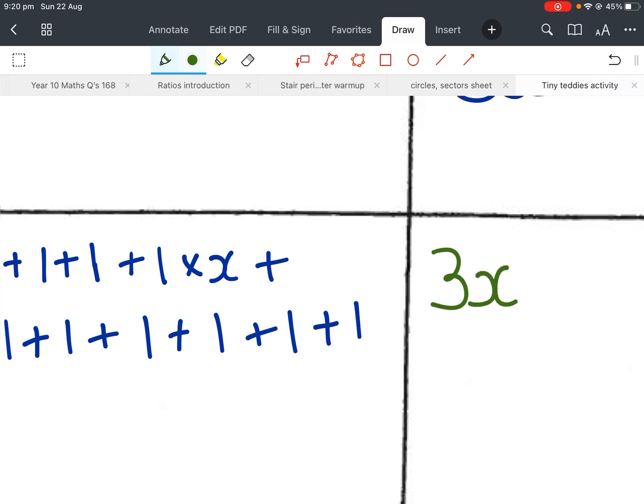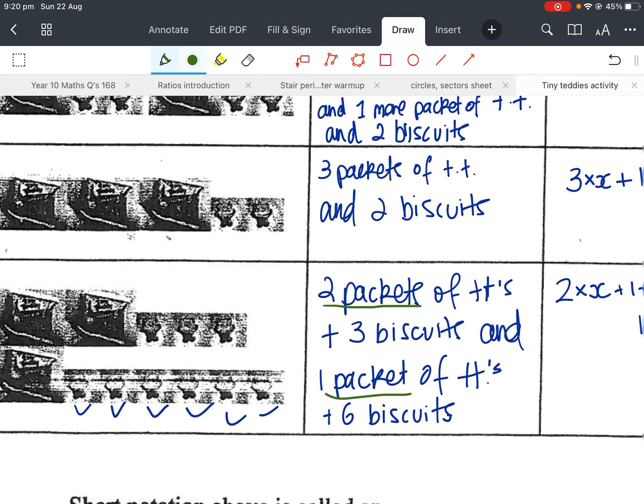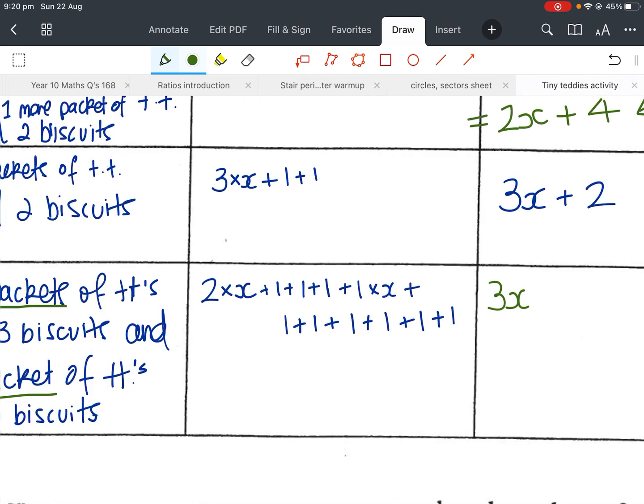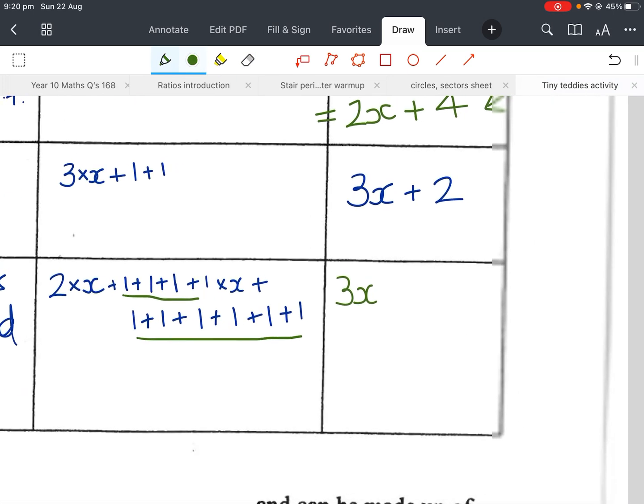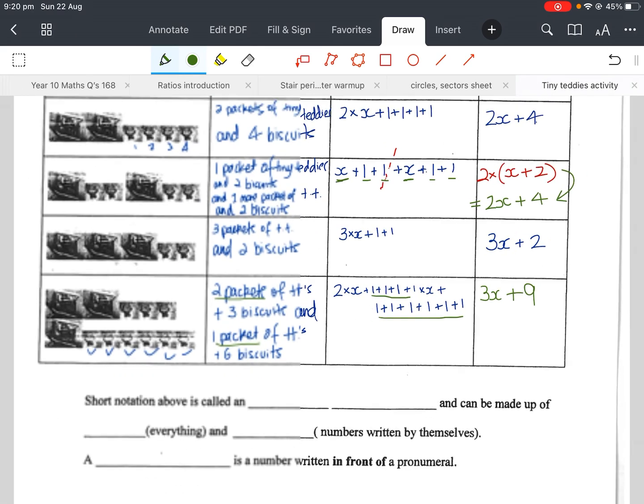So I have 3 lots of x, and I've got how many tiny teddies over here? Altogether, I've got, no, it's not 4, miss. I've got 3, and then I've got another 6. What does 3 plus 6 equal? Hopefully you said 9. Well done.